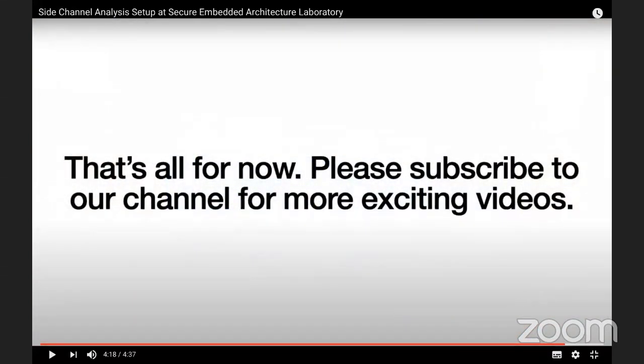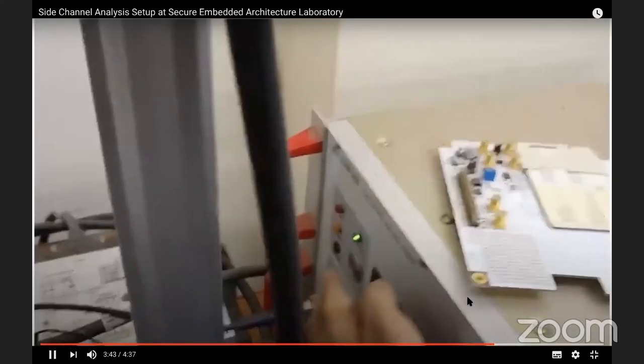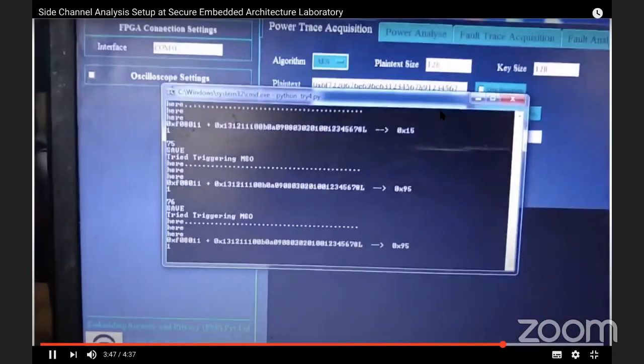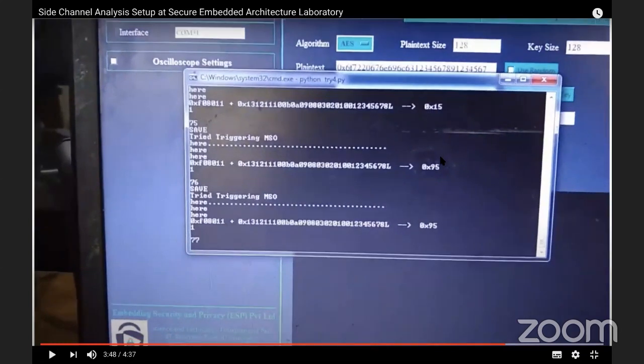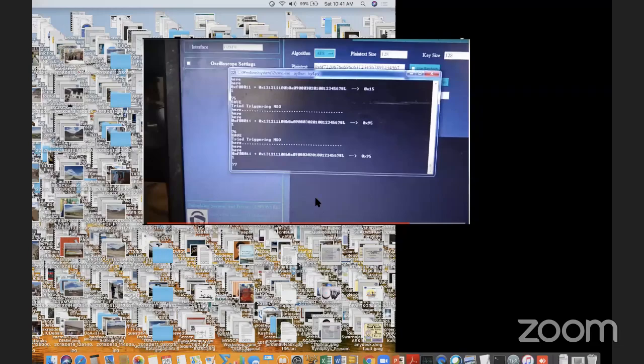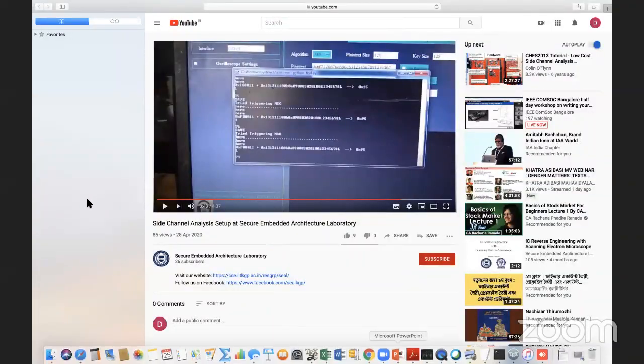So this is just to show you about the setup, but more importantly, I believe that you can see the fault here. When the fault takes place, there is a change in this value, which was initially 1.5, but now you can see that it gets corrupted to 9.5. So this just shows you how the fault works when you have got an EM setup, and subsequently you can utilize it for your fault analysis. So that was the second part of my talk.